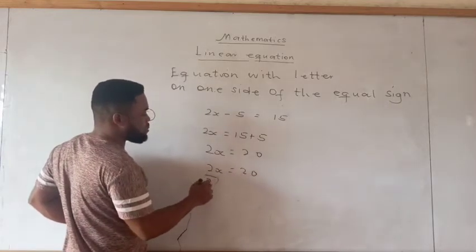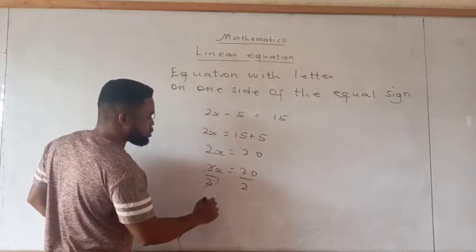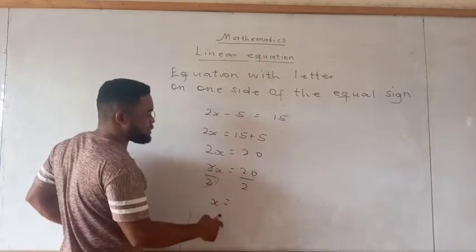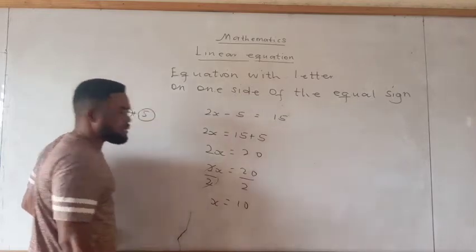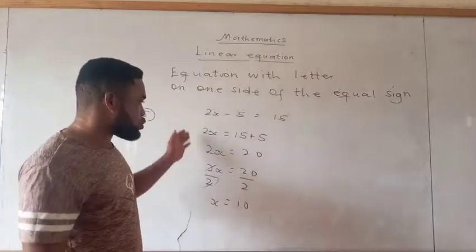We divide both sides by the coefficient. So 2 cancels 2. So our x equal to 20 divided by 2 will give us what? 10. Thank you guys. I believe you have understood me.